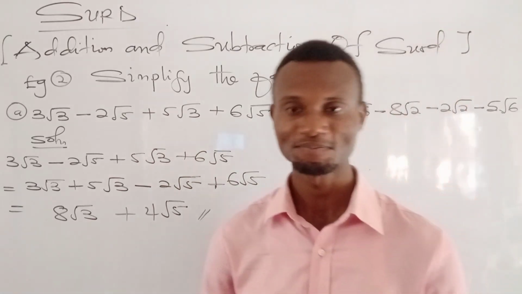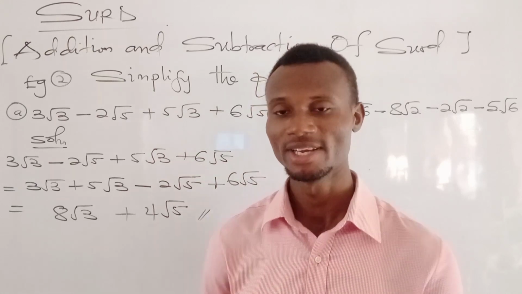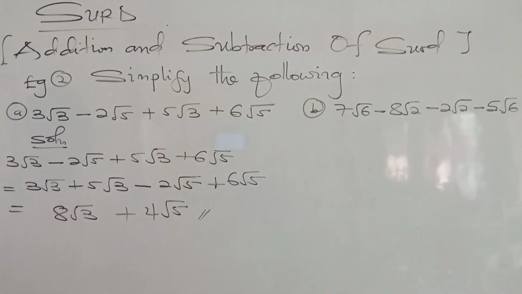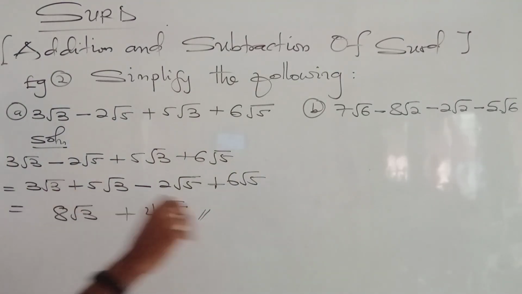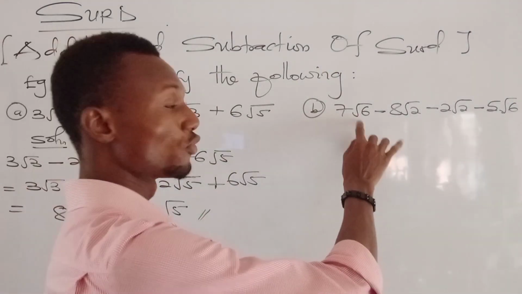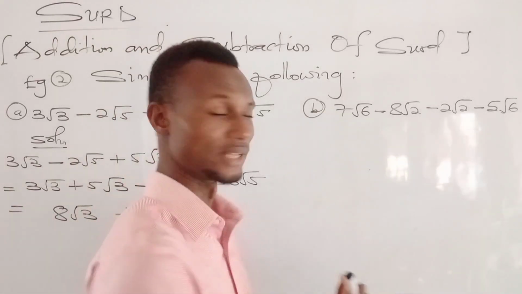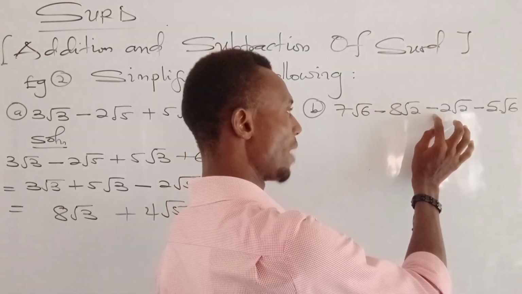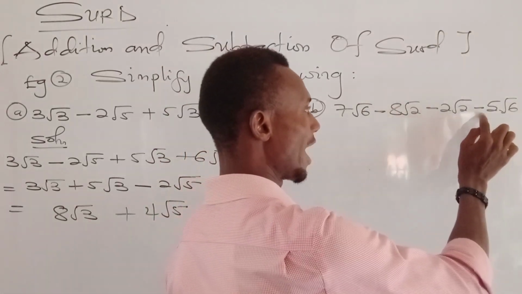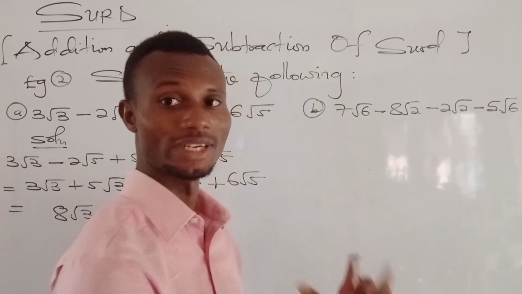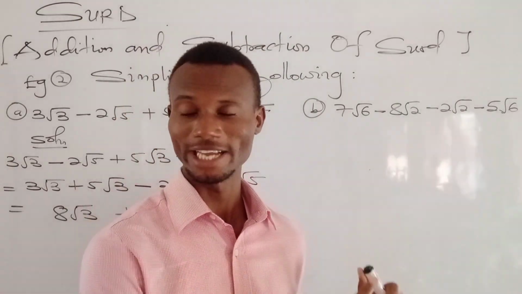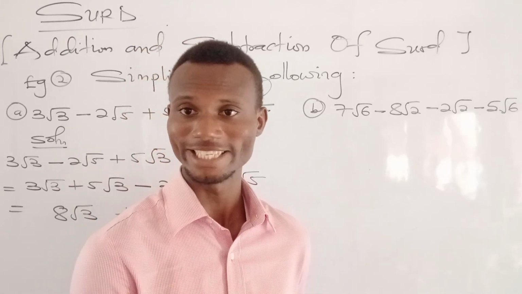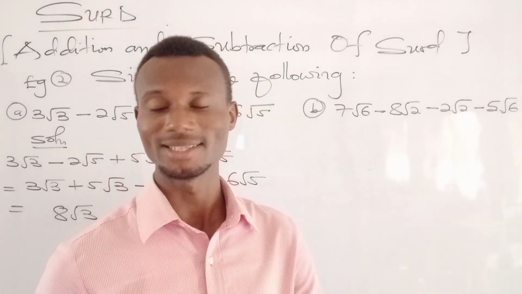I hope the explanation was clear enough and you understood it as well. Let's go ahead and solve the B that I have on the board. So the B, I have 7 root 6. Please hope you are following. I have 7 root 6 minus 8 root 2 minus 2 root 2 minus 5 root 6. So the same approach, we need to group like terms before we can simplify further, as I said that we can only add like terms and we can only subtract like terms.